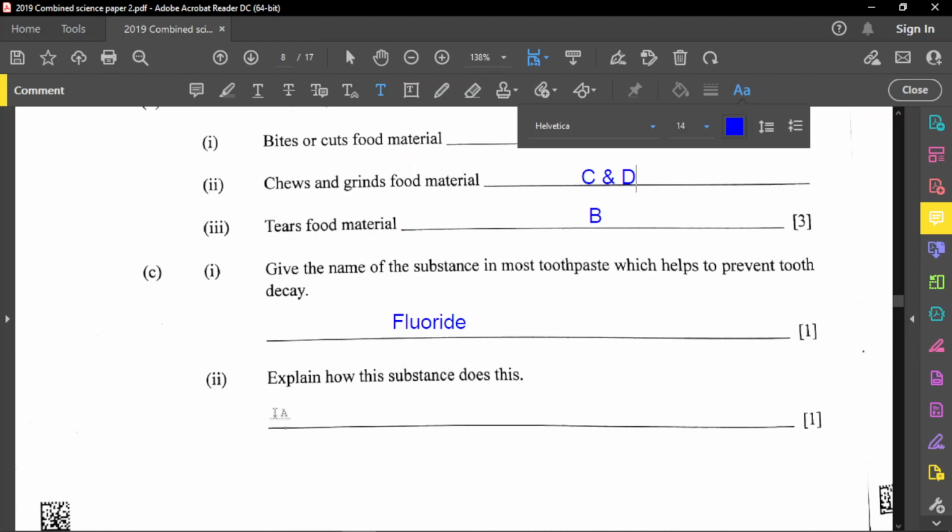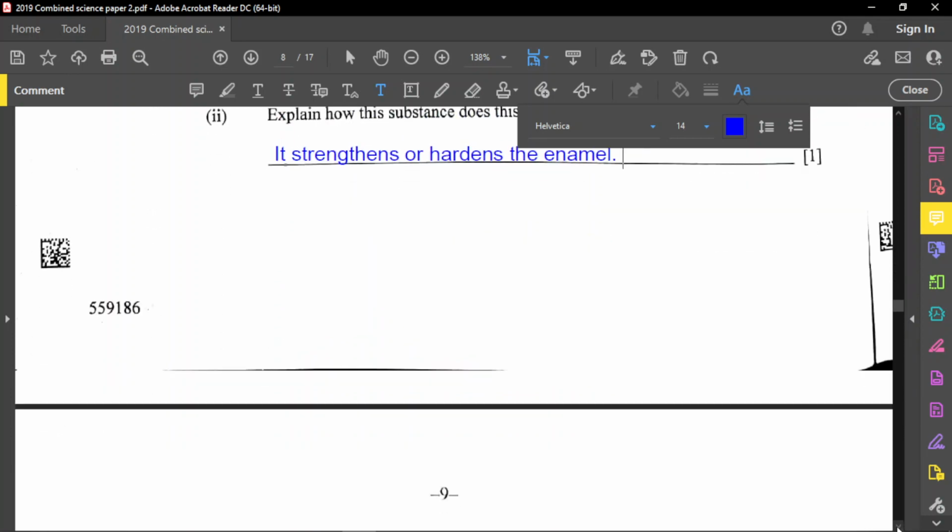All right, so it strengthens. I think I made a mistake right here. So it strengthens, or hardens, the enamel. All right, so that's what's happening there. It makes the enamel harder, which is the outermost part of the teeth, the white part. It makes that part really hard and strong, so it's very hard for bacteria to decay it.